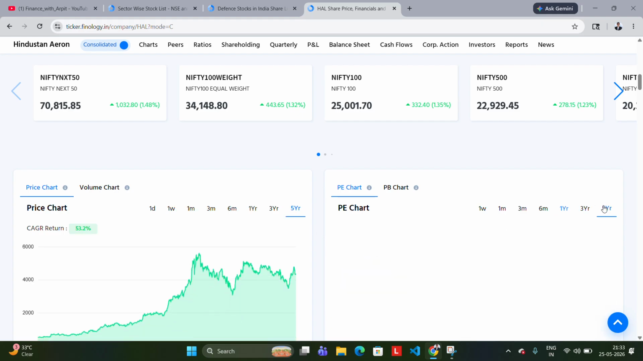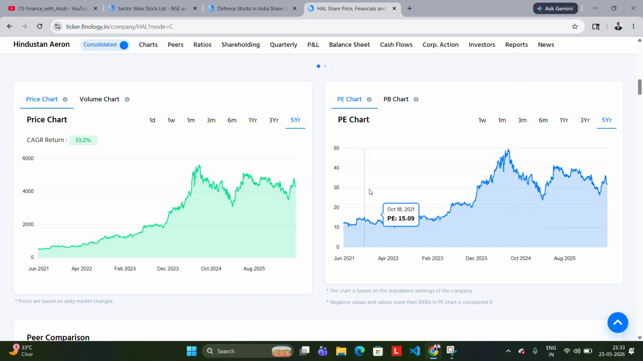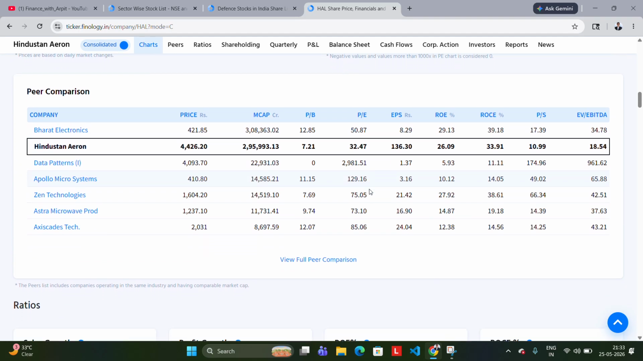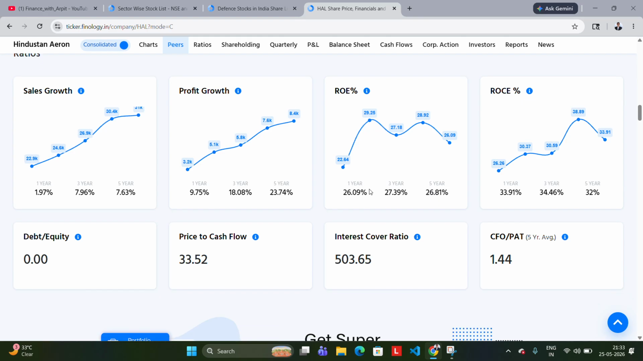Let's see the P/E ratio chart and the price chart. The P/E ratio is almost equal to the price segment. It is not undervalued or overvalued; it should almost be valued as it is. CFO is good, and the interest coverage ratio is very good. ROE and ROC are also good.